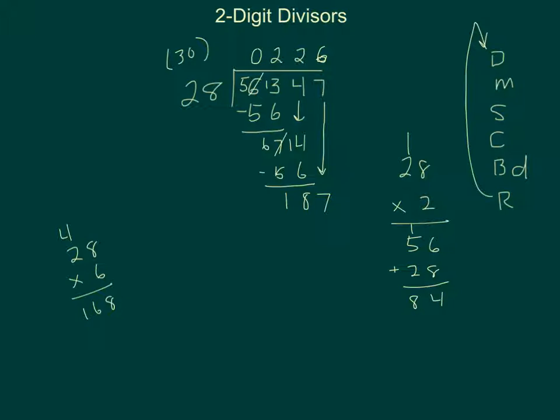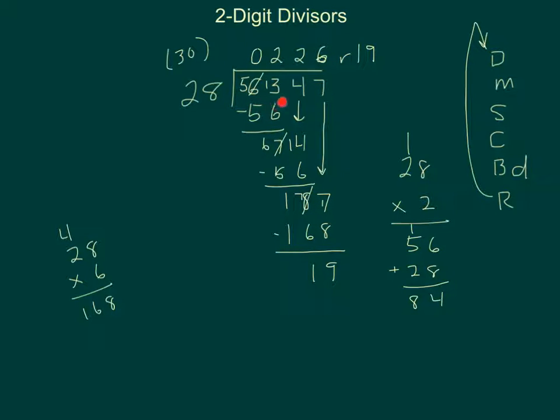Then we multiply, 6 times 28 is 168. Then we subtract. 17 subtract 8 is 9. 7 subtract 6 is 1. So we have 19. Then we compare. 19 is less than 28. We check to see if there's anything left to bring down. There isn't. So we're done with the problem. We don't have to repeat. Our remainder is going to be 19.